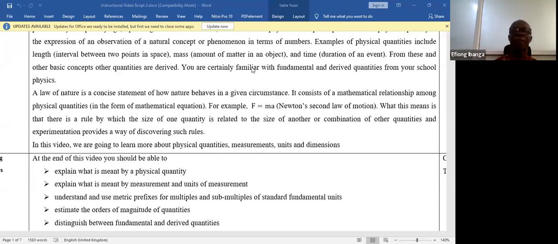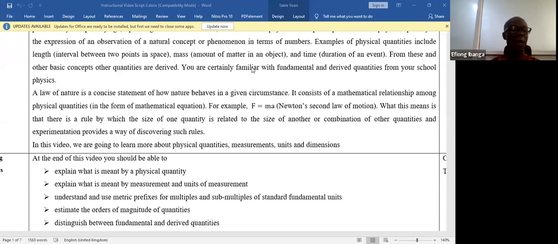So, you see, all the laws of physics that we are going to study are made of simple statements. All right? Simple statements like a statement relating force to acceleration, for instance. So the laws of nature are simply concise statements of how nature behaves in any given circumstance. So now these laws consist of mathematical relationships amongst the physical quantities. So that means we have to understand what we mean by physical quantities. An example of a law of nature is F equal to ma, which is Newton's second law in this form, as you will later understand.